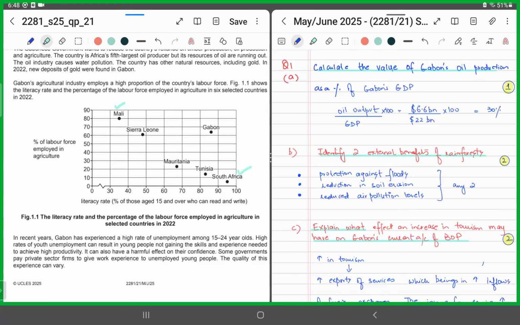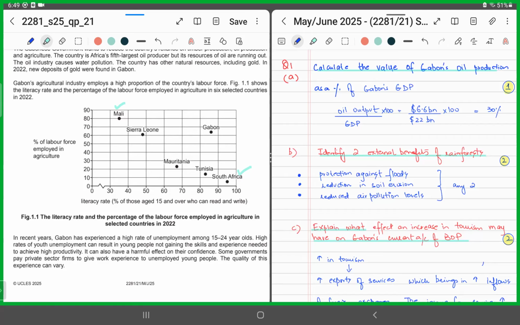That's something of concern. It can also have a harmful effect on their confidence, absolutely, when the youth is out of a job, so it negatively impacts their mental well-being, and they would be demotivated, right? Some governments pay private sector firms to give work experience to unemployed young people. So actually governments are being incentivized to provide jobs to these young individuals in order to boost their morale.